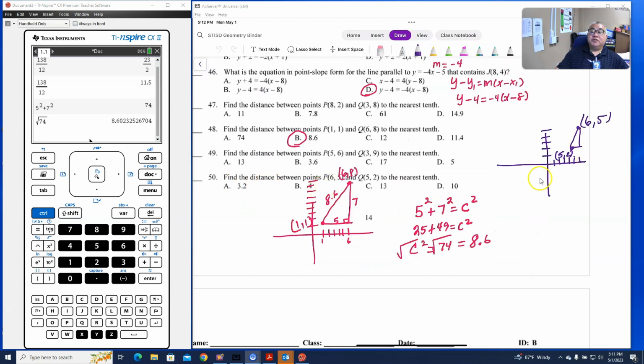Find the distance between 6, 5 and 5, 2. So I know from this point to this point, it's 1. And I know from here, which is 2, to 5, that's 3. So to find the hypotenuse, C squared, it's going to be 1 squared plus 3 squared. So C squared equals, 3 squared is 9 plus 1. C squared equals 10, the square root of 10.